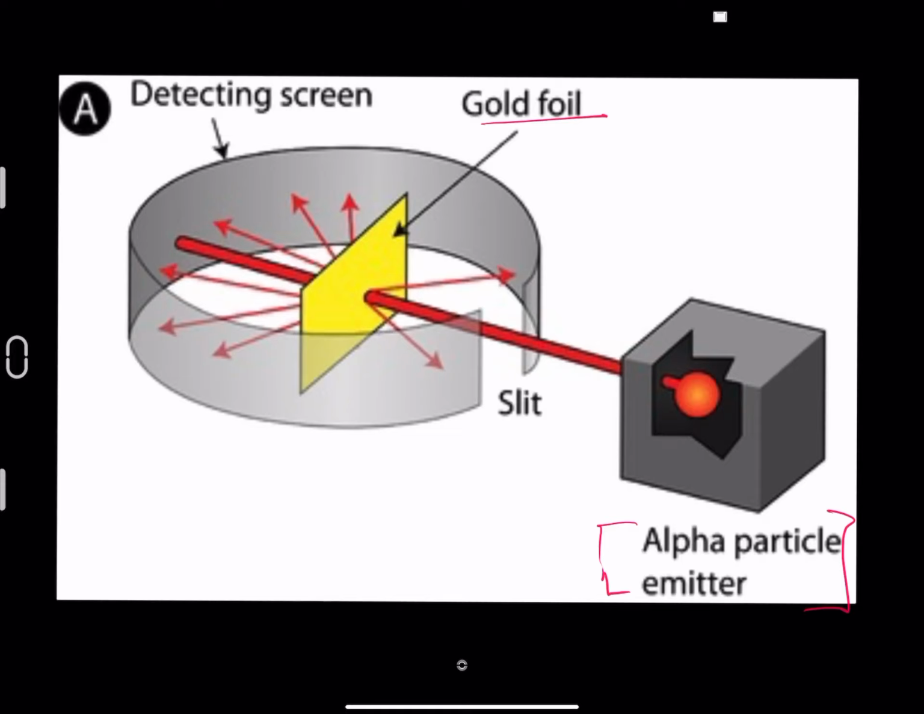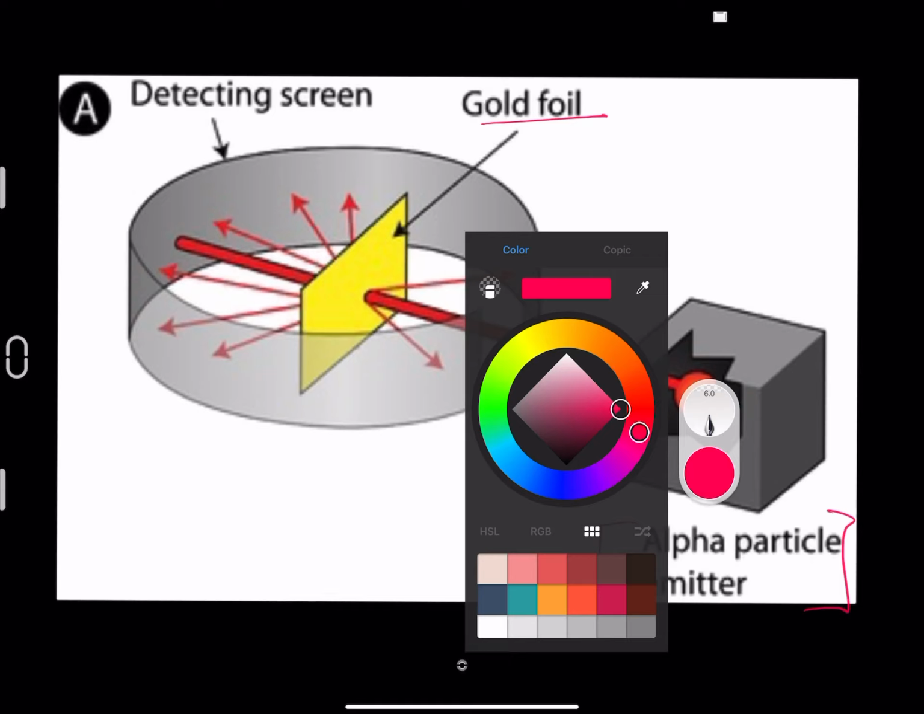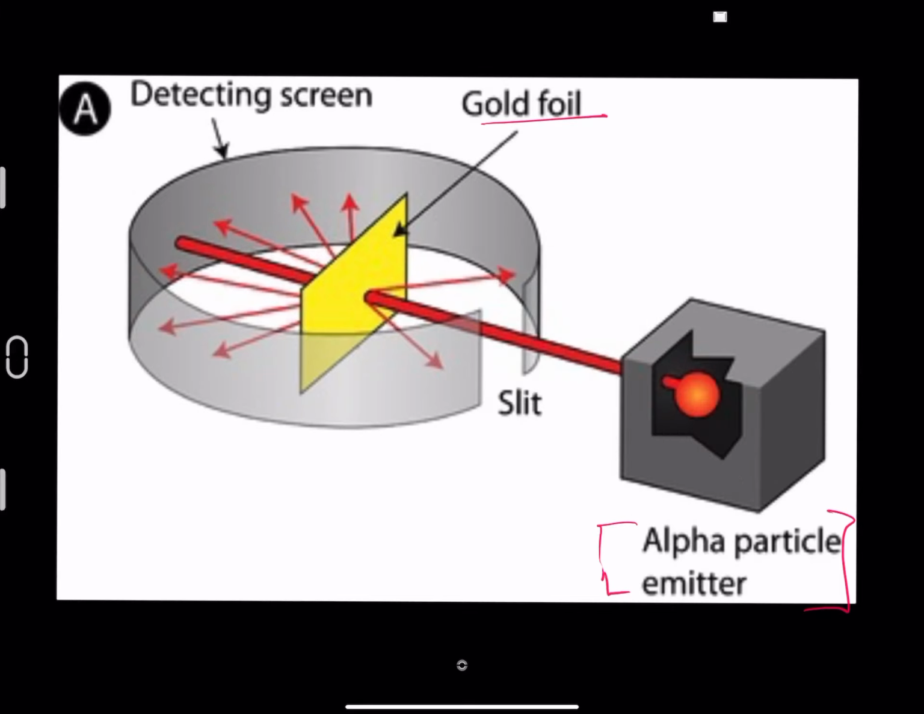Now, what you can see here is that the beam, let's take that as A, is quite pronounced. This is important because it is actually supporting, in one sense, the plum pudding model, because the majority of the alpha particles that are fired towards the gold foil pass straight through without any deflection, no problem at all.